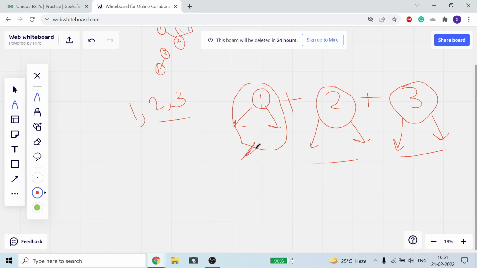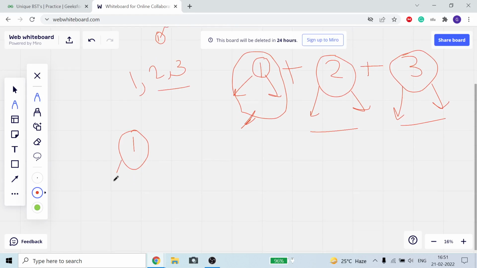How can we find this? Okay, so suppose this is our root node. Now we have to put 2 and 3. In our left side we don't have any node that we can put, so here the number of nodes is equal to 0. Okay, or we just value. So 2 and 3 will come to the right.